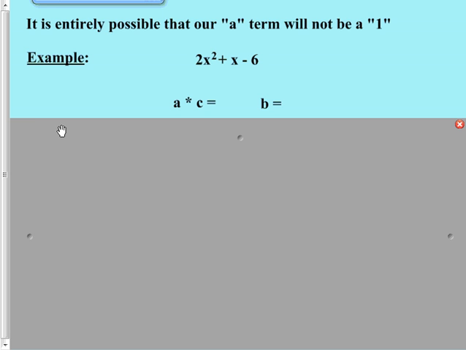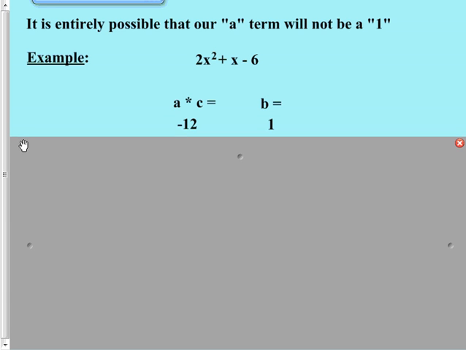Okay, now the concept remains the same. We are still looking at a couple of things. We are going to find the product of our a times c terms, and we are going to identify what our b term equals. Well, in this case, our a times c is 2 times negative 6, and that is negative 12. Our b term is 1.